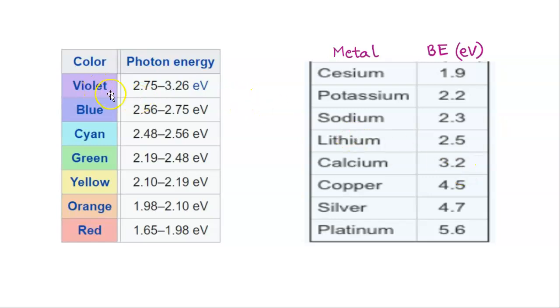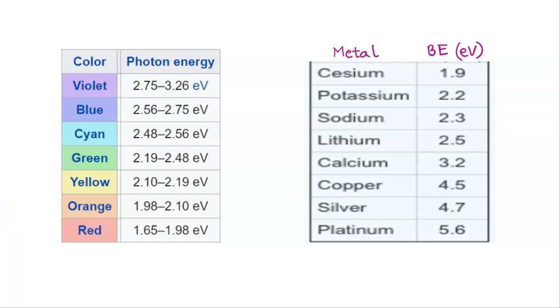Here we can only see the violet light, which has energy of around 3.26 electron volt. So this light will be useful to eject electrons from calcium. For lithium, we can manage with blue light. It has energy which is in the range of the binding energy of lithium. So now you can be sure by seeing these two tables which light energy should be used to eject electrons from these metals.